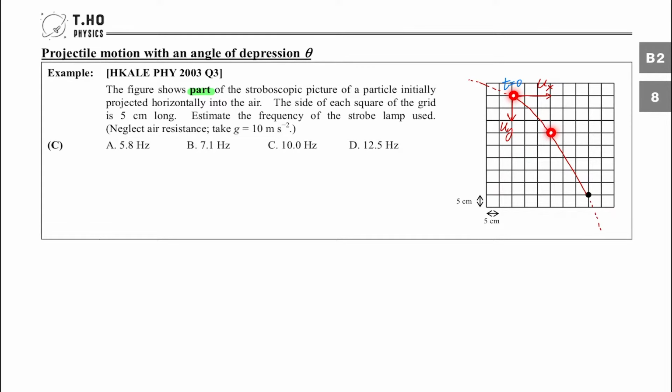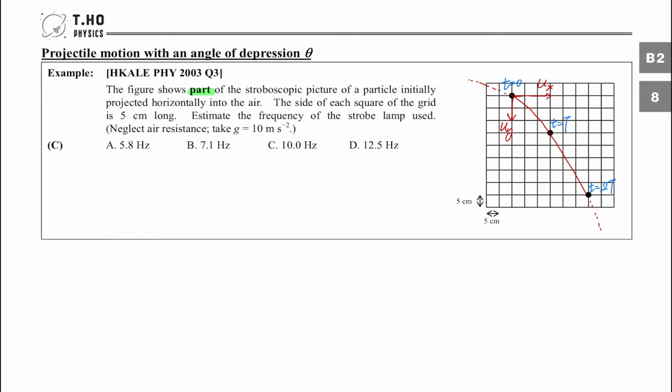And we count the displacement of the particle at other times. For example, in the next position, the stroboscope has flashed one more time, so t is equal to T, and in the next position, the stroboscope has flashed one more time, so the time would be 2 times the period of the stroboscope. So at these 2 positions, we focus on the vertical displacement.